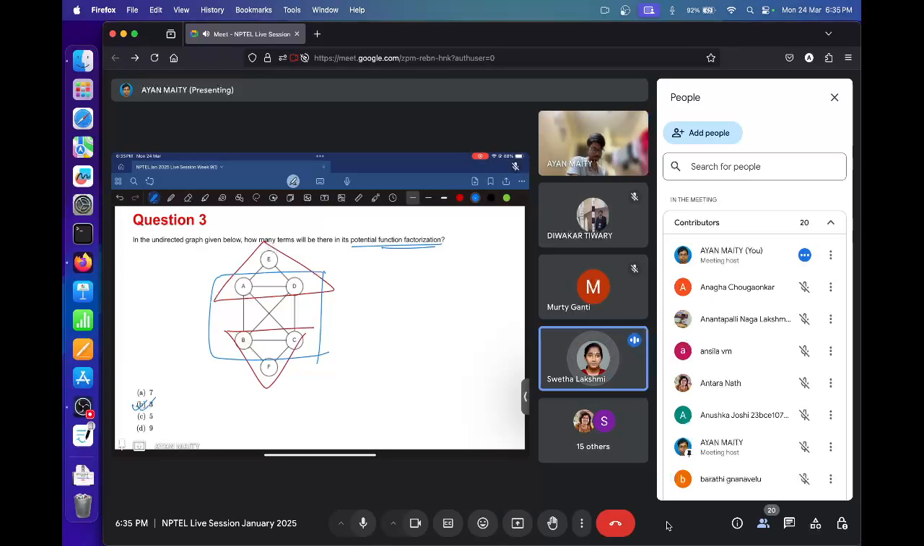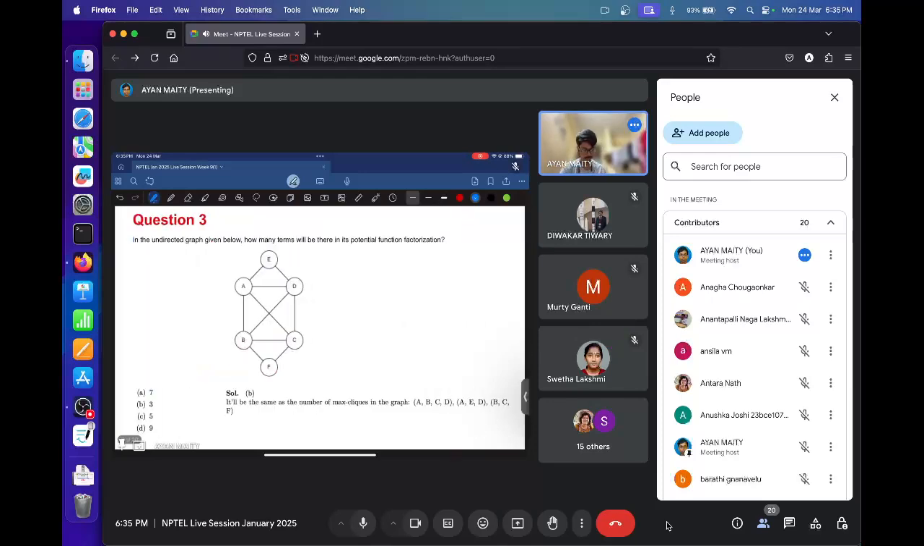Actually in this graph, A, B, C is a clique, but it's not a max clique. This triangle ABC is also a clique, but that is not a max clique because you can still add D to it and it would still remain a clique. So that means you can extend it further. So these are the factors that we can find out, ABCD, AED and BCF. These are the three max cliques present, and these also represent the factors of this undirected graph.